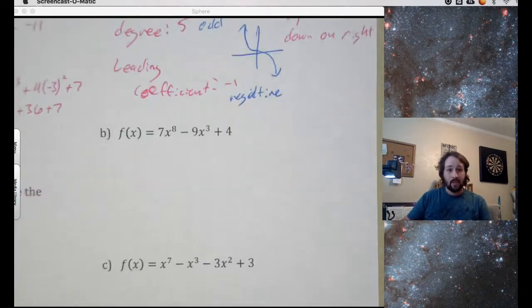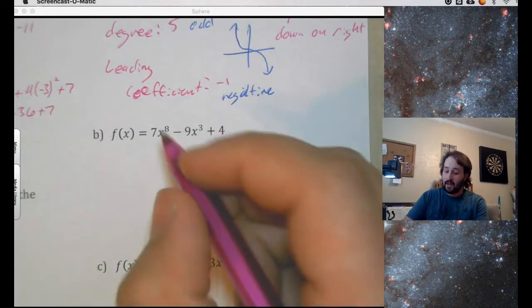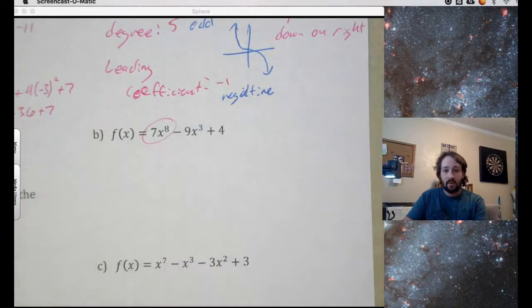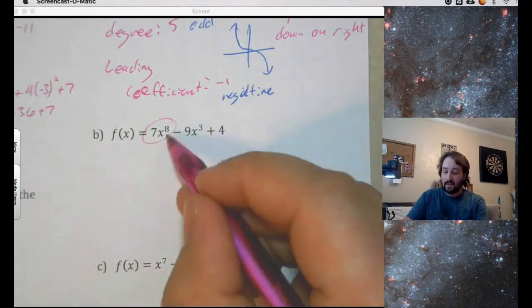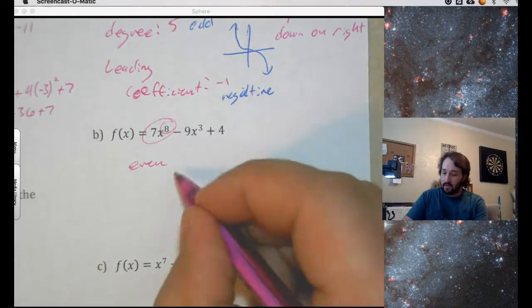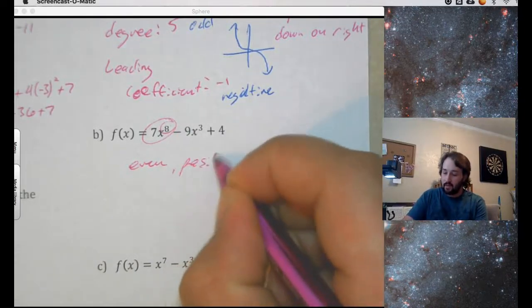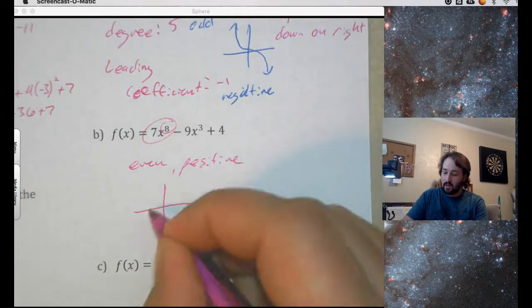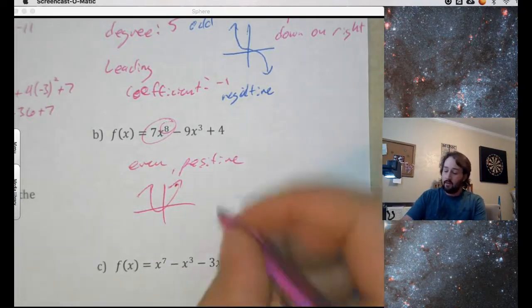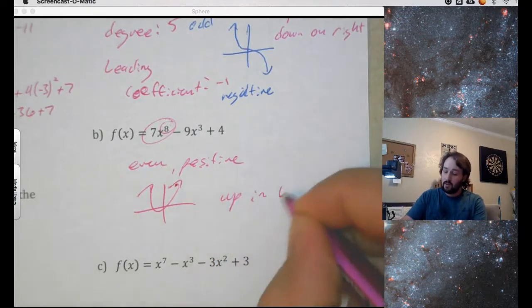So again, part B, same idea. You're looking at your highest exponent. So I don't even care about the rest of that. I only care about this term. I have an x to the 8th, so it's even. I have a positive 7, so it's even and it is positive. Since it's even and it's positive, I know it's going to look something like a positive quadratic. So that will be up in both directions.